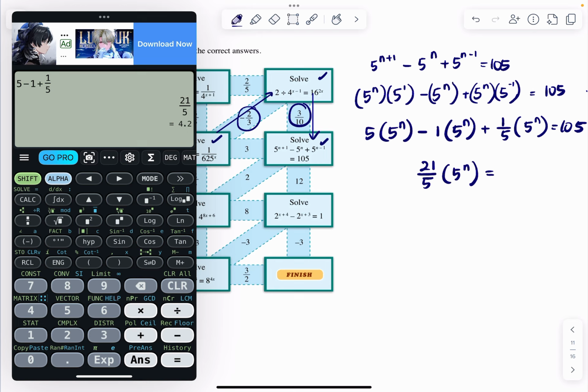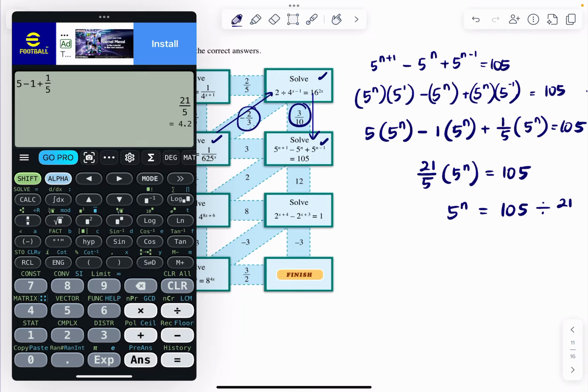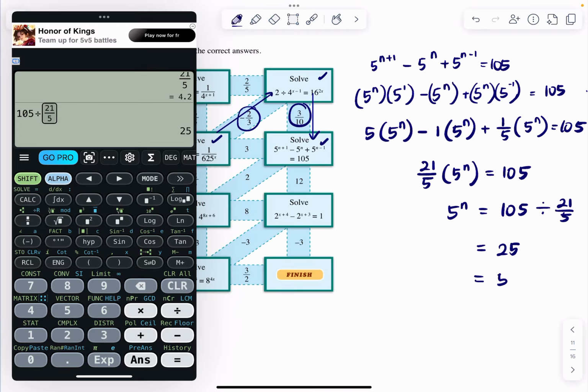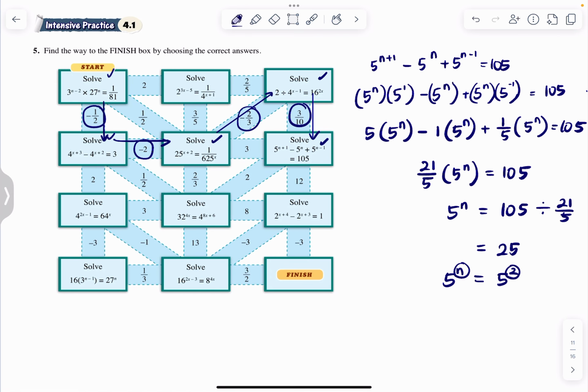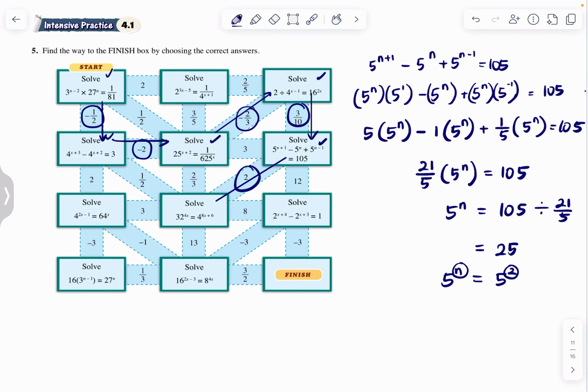5^n times 21 over 5 is 105. Therefore 5^n is 105 divided by 21 over 5. We get 25. So 25 is basically 5 square. Therefore n is 2. So from here, n is 2, this one. So now we are going down here. We need to solve this now.